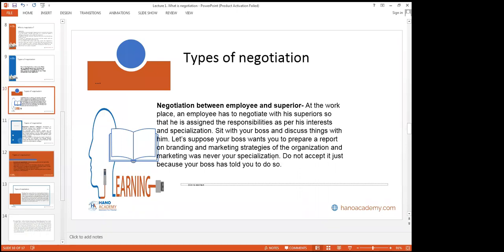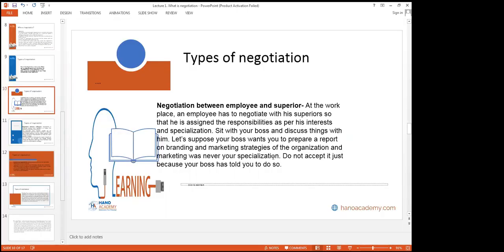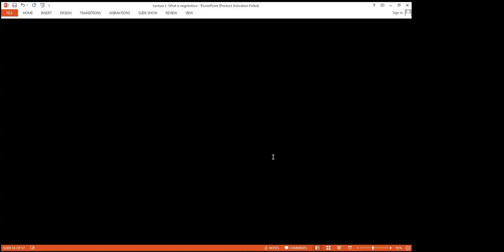There's another example of negotiation that takes place in organizations: negotiation between employee and superior. So at the workplace, an employee has to negotiate with his superiors so that he is assigned the responsibilities as per his interests and specialization. So the employee negotiates with his superiors or his employers to be assigned the responsibilities that are based on his or her skills and competences.